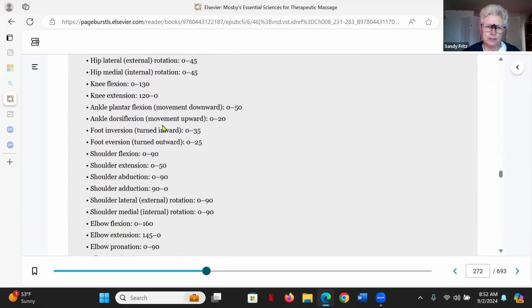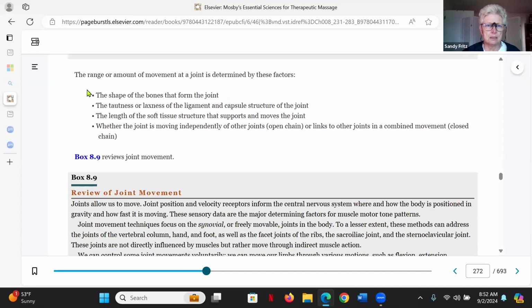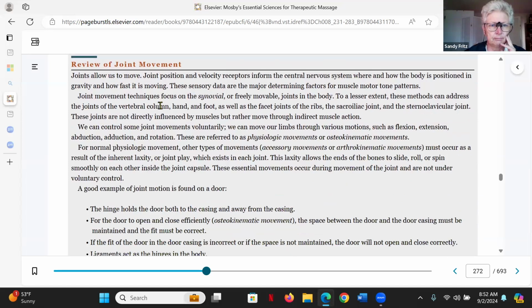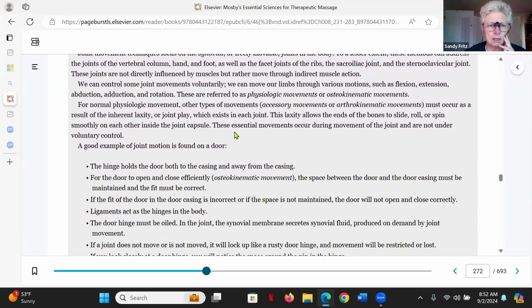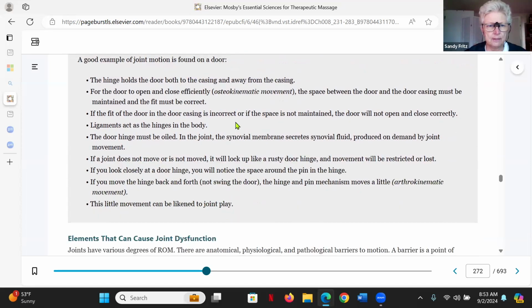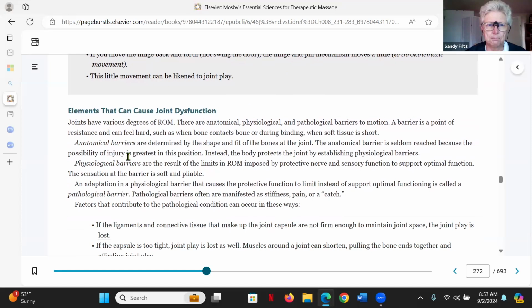So this is the range of motion of each joint. And as a reminder, what determines these movements is the shape of the bones that form the joint, how taut or lax the connective tissue is around it, the length of the soft tissue structures, including the muscles that act on the joint, and whether the joint is moving independent of other joints, open chain, or if it's moving in combination with other movements when the distal end is fixed. So that's closed chain. This is a box that gives you some metaphoric examples of this. This is starting to work us into the pathology.